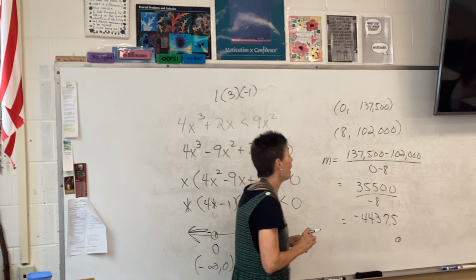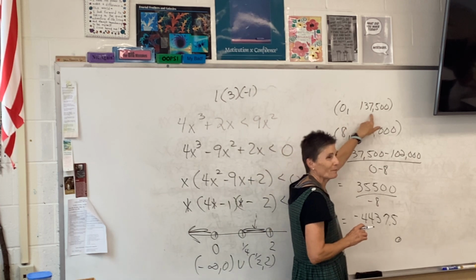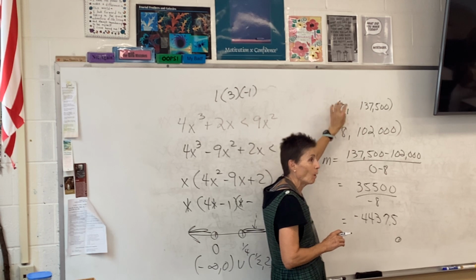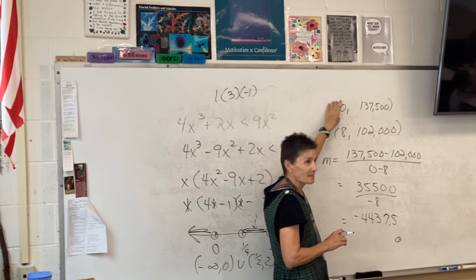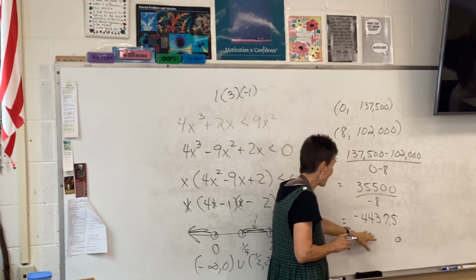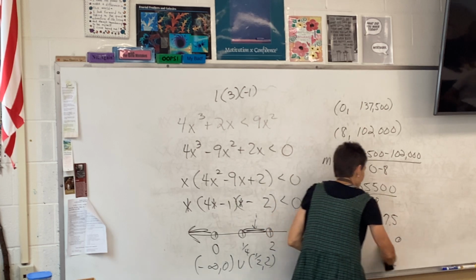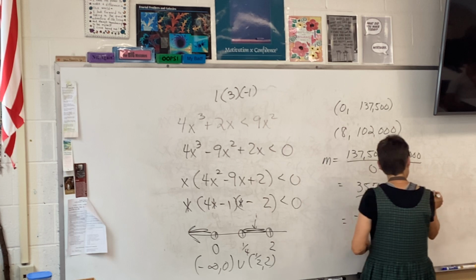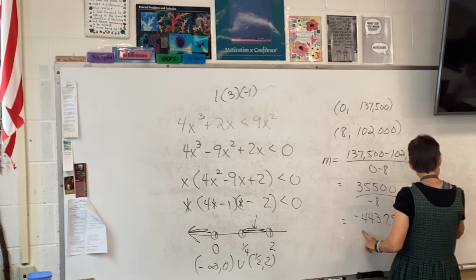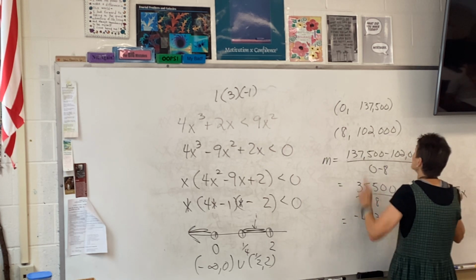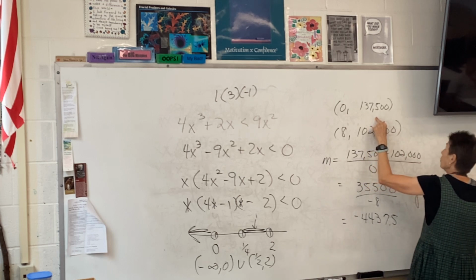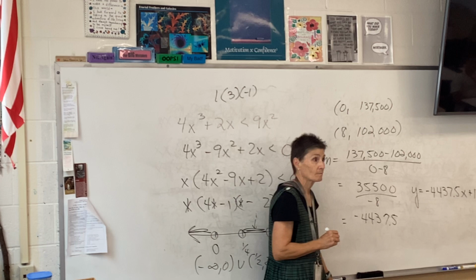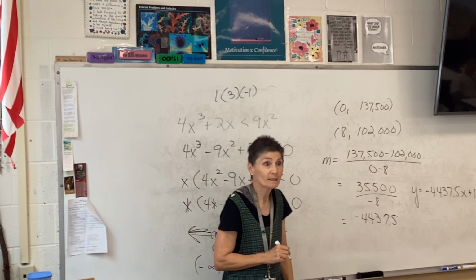Now, see that point right there? That's a special point. Because that's a 0, what is this point? That's the y-intercept. So now I have my m, and I have my b was given to me. So my equation is negative 4437.5x plus 137,500. There's my linear function.